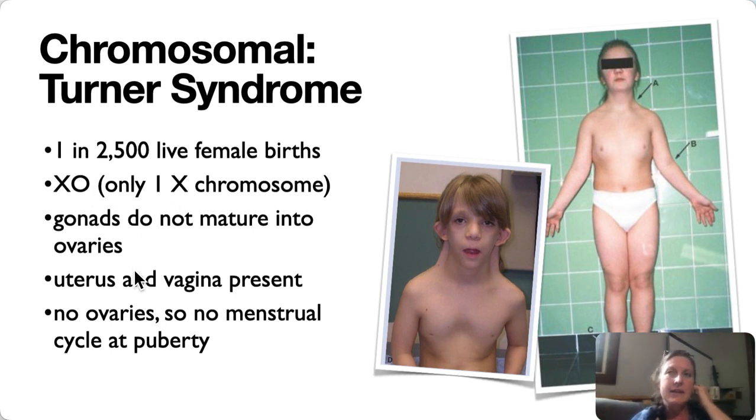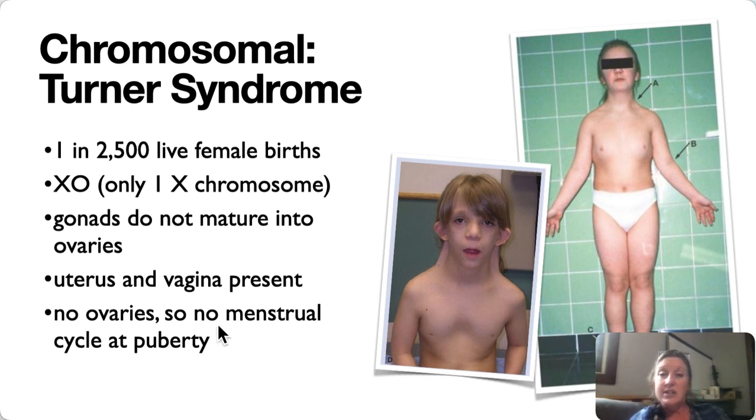And what happens in this situation is that the gonads don't mature into ovaries. They're stuck in this embryonic state of just being generic gonads, bipotential gonads. Because they don't mature into ovaries, there is no menstrual cycle at puberty, and this is often when Turner syndrome is detected.